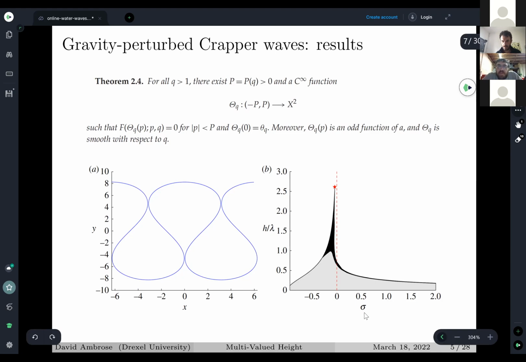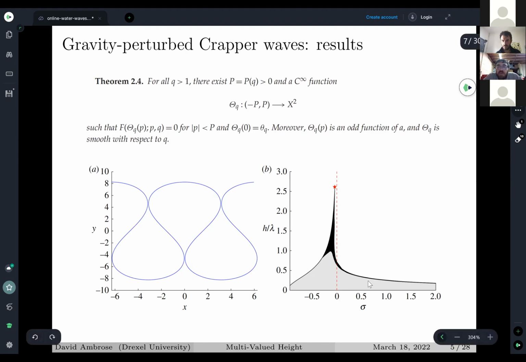And so in this second figure, the figure on the right here, the sigma is the gravity parameter. And so sigma equals 0 is marked with a vertical line. Those are the pure Crapper waves. And then we were able to extend this to both positive gravity, but also, interestingly, negative gravity. The implicit function theorem gives you a result for parameter values in an interval. And so we get an interval around 0, and that means we get positive and negative values of gravity.